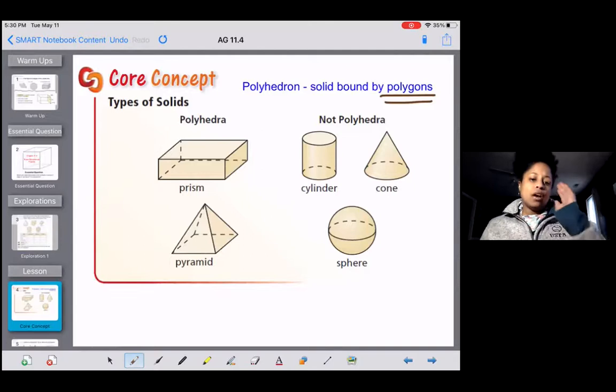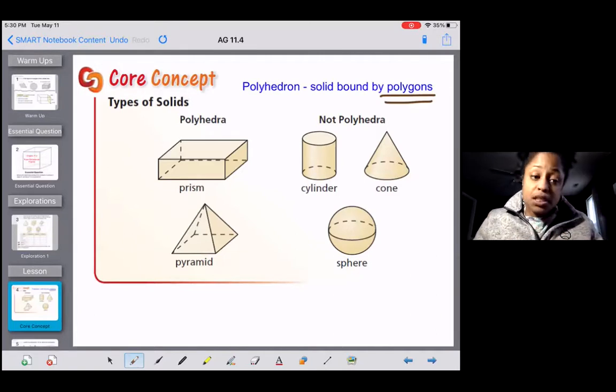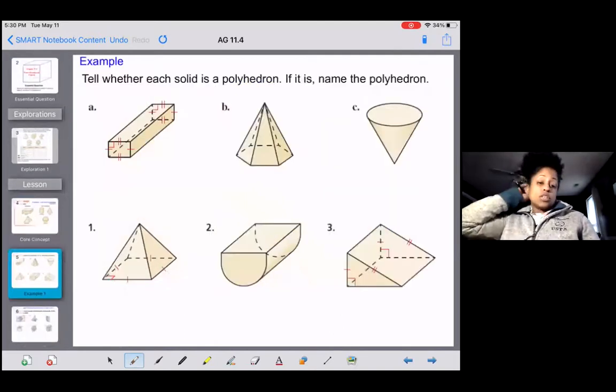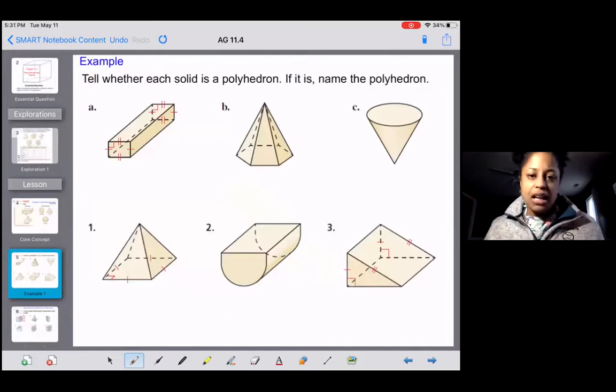All right, so you've got a prism or a pyramid, and there are different types of each of those, obviously. Like there's triangular prisms, there's hexagonal prisms. It all depends on what the base is. And then you have the cylinder, the cone, and the sphere, which are not polyhedra. Okay, so what you're going to do here is tell whether the solid is a polyhedron. That is, is it bound by polygons? If it is, name it. If it's not, just say no.